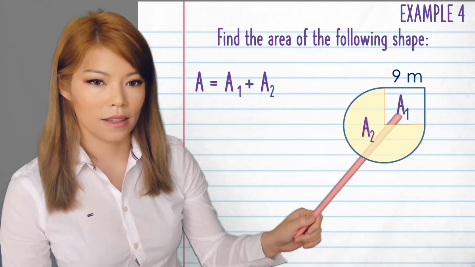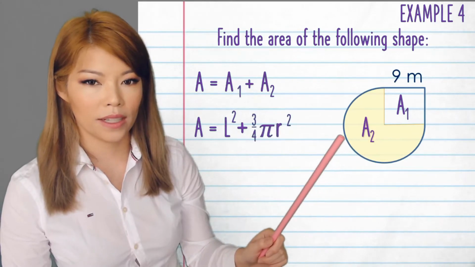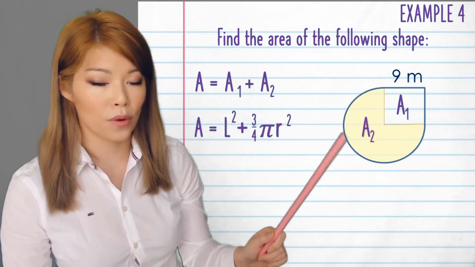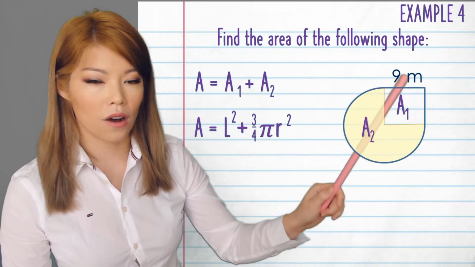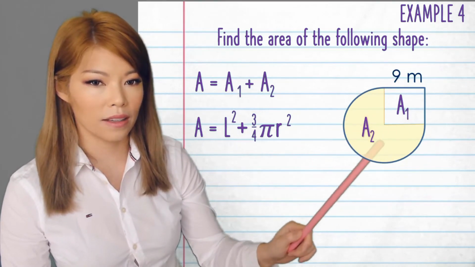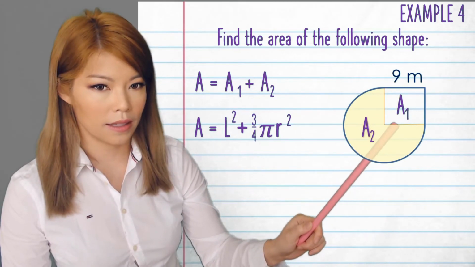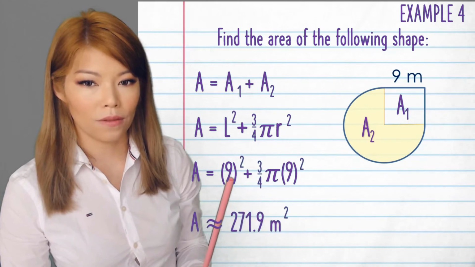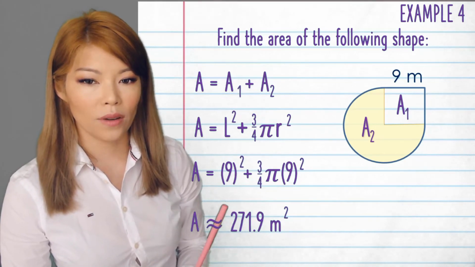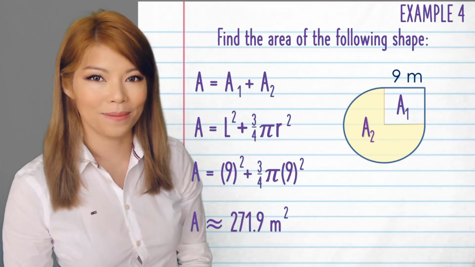Now A1 is L squared and A2 is 3/4 of a circle, 3/4 of pi r squared. Now the length of the square is 9, and the radius, if you look at that 9, is the same as that line over there. It's also 9. So plug that into our formula. We get 271.9 meters squared.